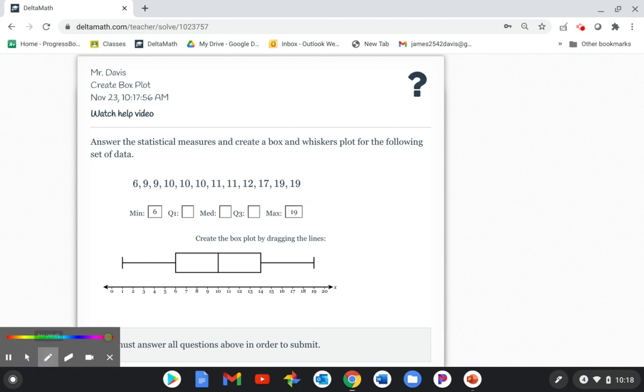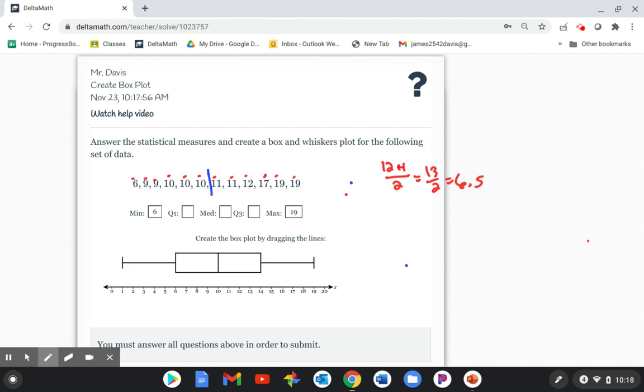Next up would be to find the median. So I'm going to count how many values there are. 1, 2, 3, 4, 5, 6, 7, 8, 9, 10, 11, 12. So there's 12. That means the median is going to occur at 12 plus 1 over 2. That's 13 over 2, which is 6.5. So we want to go to the 6.5 and draw a line. 1, 2, 3, 4. 6.5 would be right here.